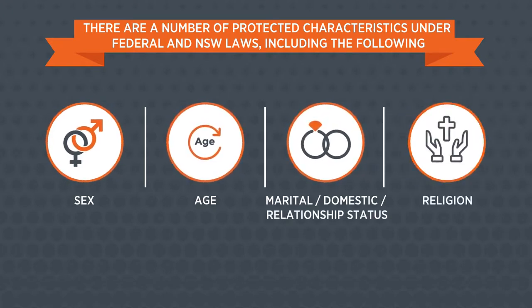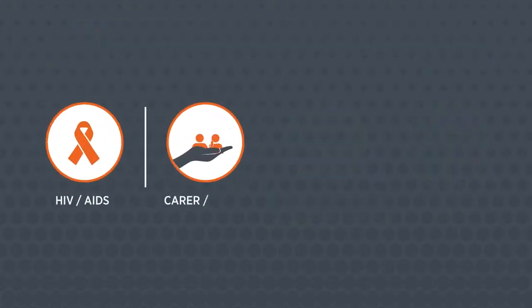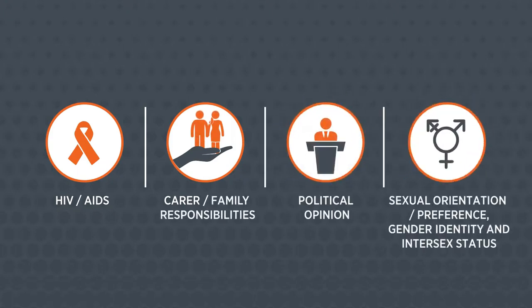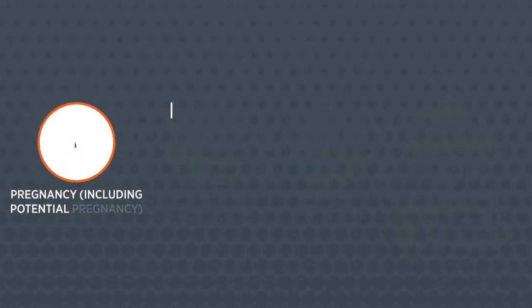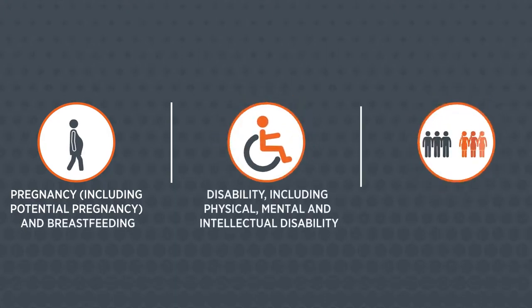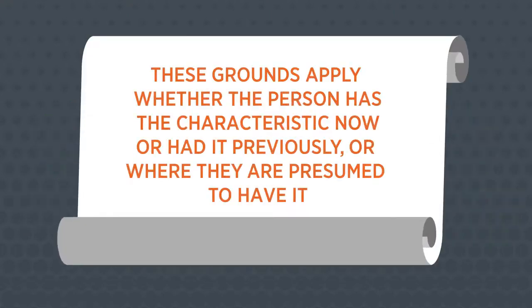domestic, relationship status, religion, HIV, AIDS, carer, family responsibilities, political opinion, sexual orientation, preference, gender identity and intersex status, pregnancy, including potential pregnancy, and breastfeeding, disability, including physical, mental, and intellectual disability, race, including colour, nationality, descent, ethnic, ethno-religion, or national origin.